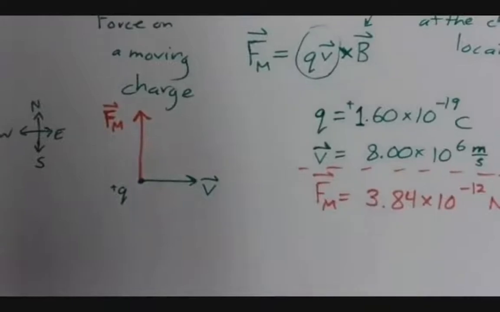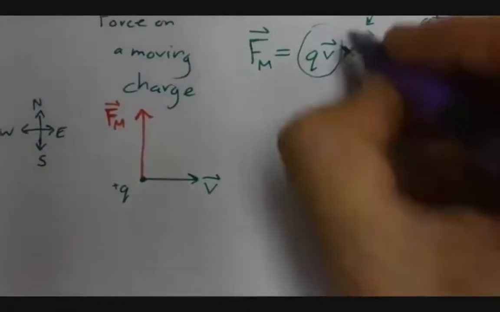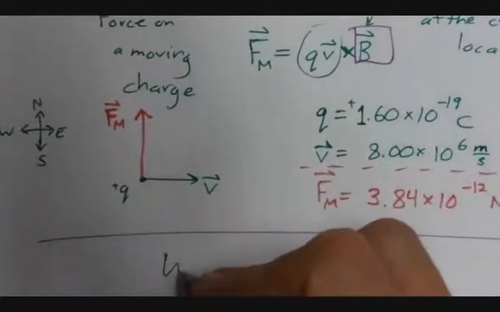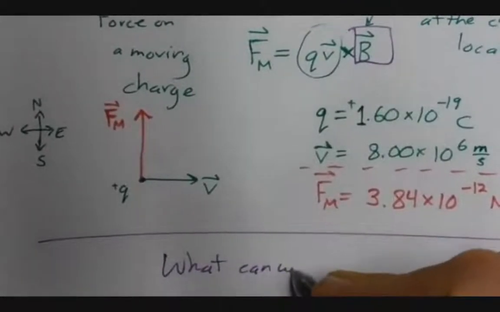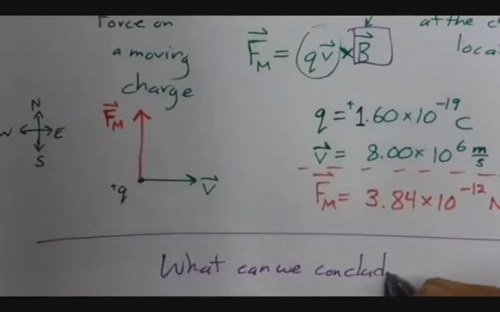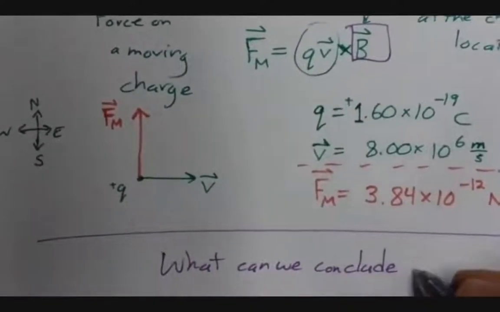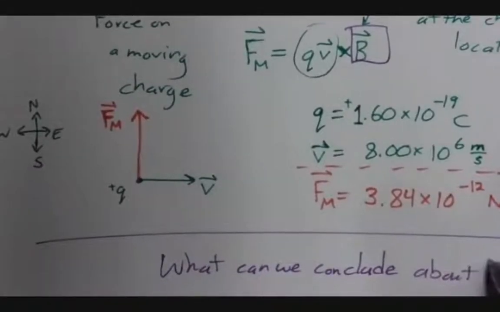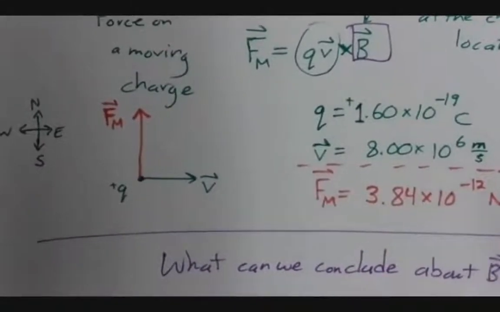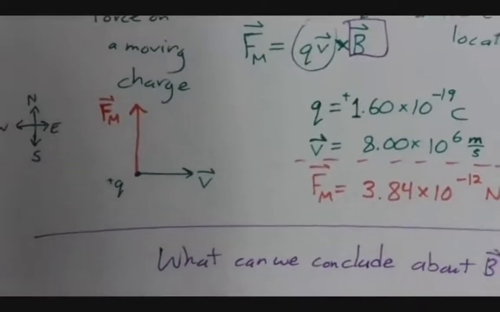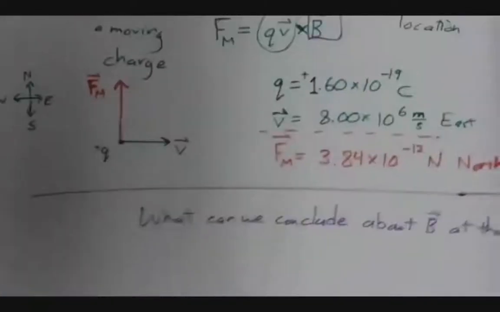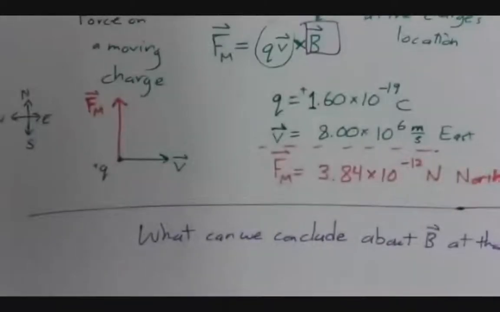So then the question is, and I'm going to word this intentionally, what can we conclude about B at that location? What can we conclude? What can we calculate? What can we know for sure? What maybe can't we know for sure? What can we conclude about B at the location the experiment was done? So we'll just think about this.